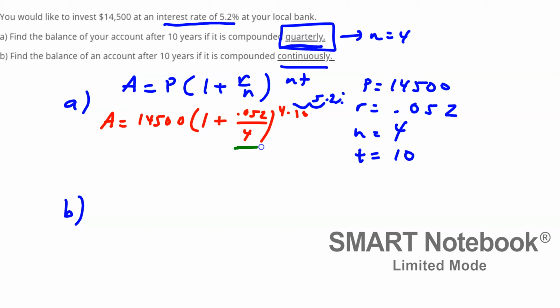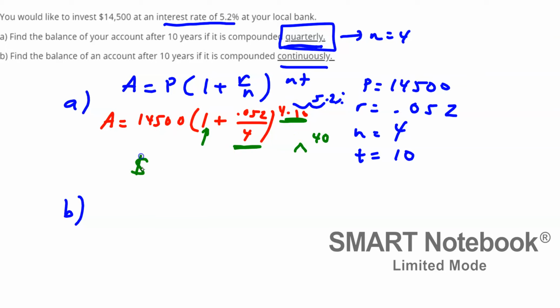I would do this piece first, take 0.052 divided by 4, and I would not erase your answer. I would completely keep it in the calculator. I would add 1 to that answer next, because you're following the order of ops. Then, without erasing this answer, I would raise it to the 40th power, so that would be a little caret to the 40th power. And then, after you get that answer, don't erase it in your calculator, multiply it by $14,500.